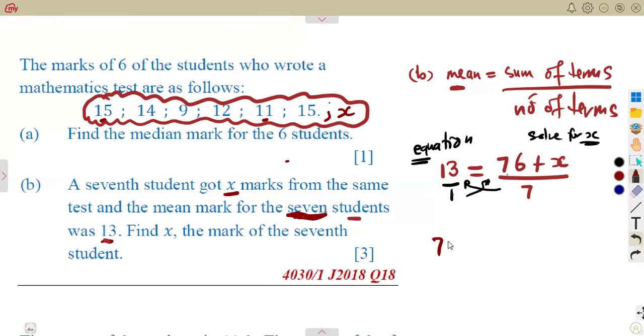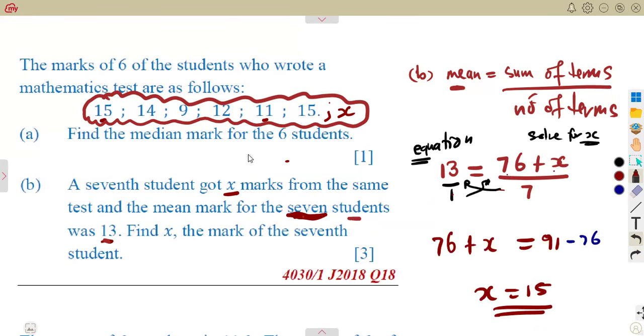1 times 76 is 76. 1 times x is x, which is equal to 7 times 13. So that's 13 times 7, which gives us 91. So we can calculate our x by transposing the 76 to the other side. The moment it jumps the equal sign, the sign has to change. So it'll be a minus 76. So x is equal to 91 minus 76, and that gives us 15.